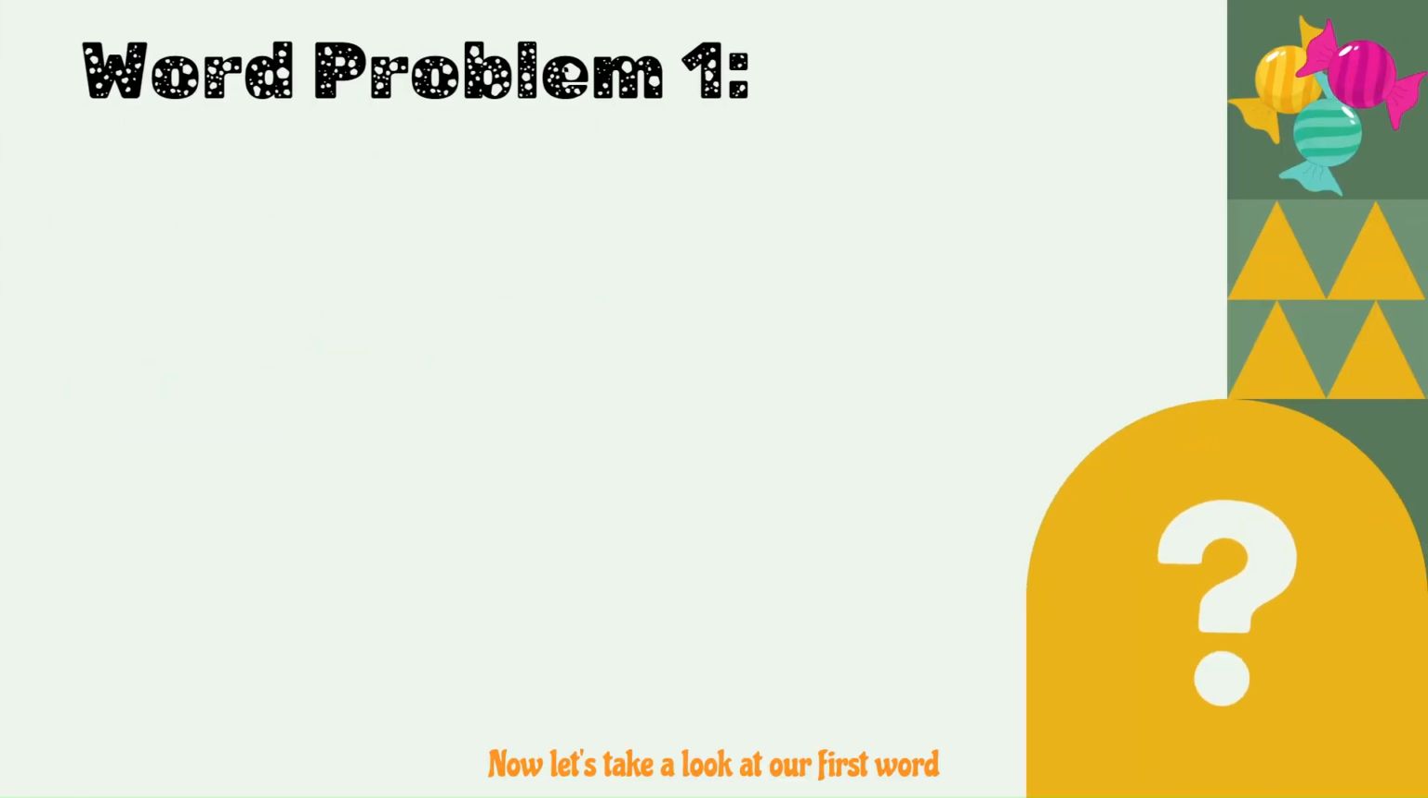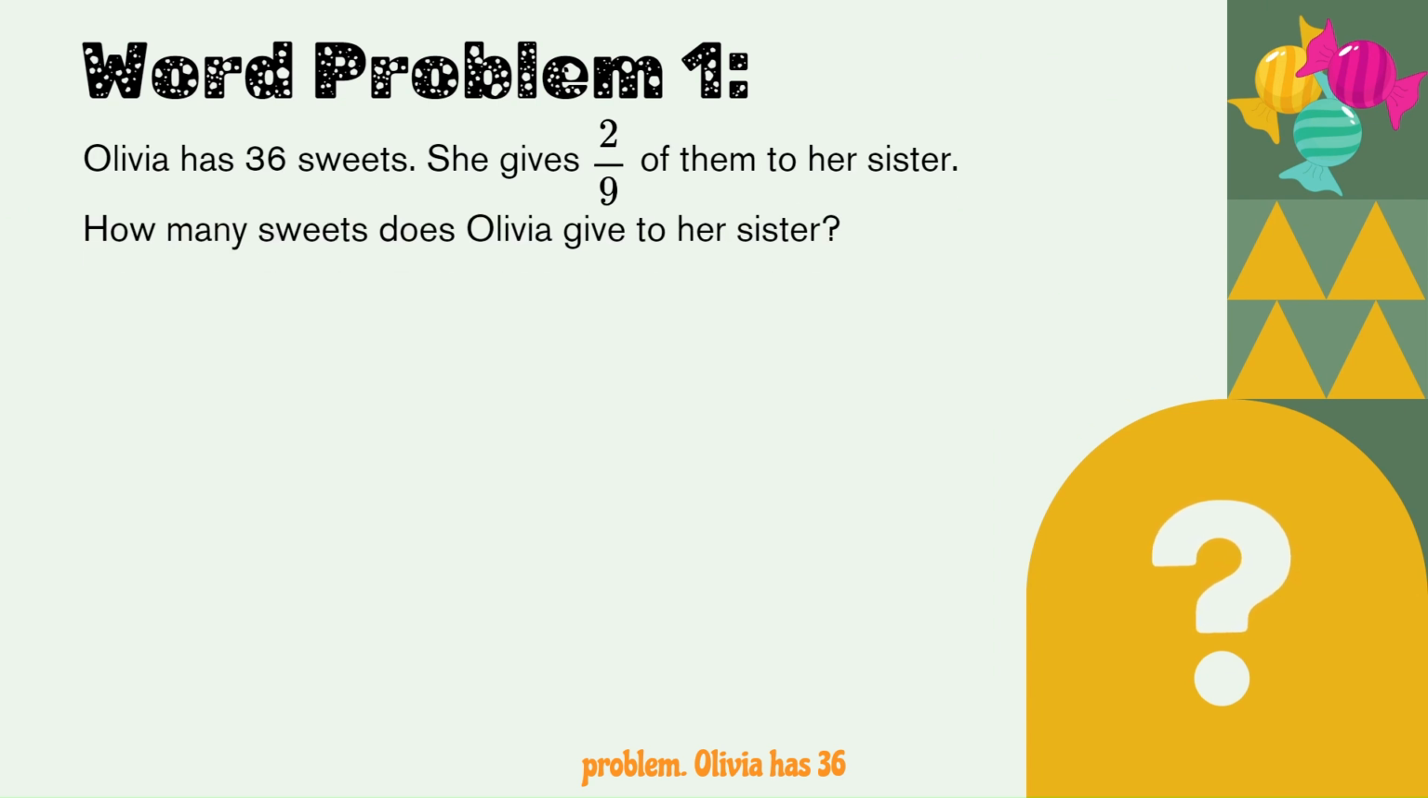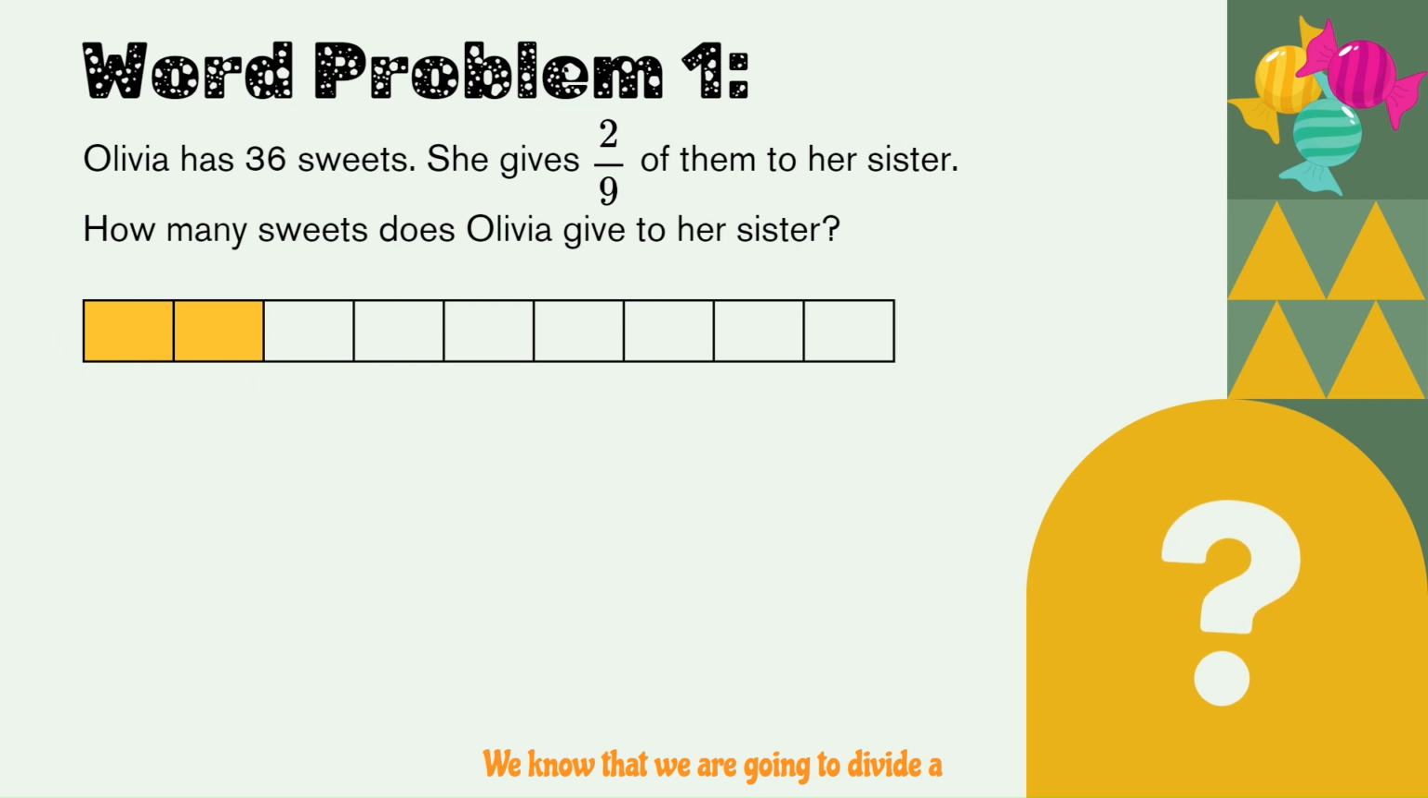Now let's take a look at our first word problem. Olivia has 36 sweets. She gives 2 over 9 of them to her sister. How many sweets does Olivia give to her sister? So again, let's first visualize this word problem. We know that we are going to divide a rectangle into 9 equal parts because the denominator is 9. Then we are going to shade 2 of the 9 parts because our numerator is 2.